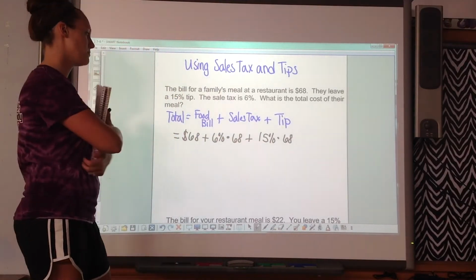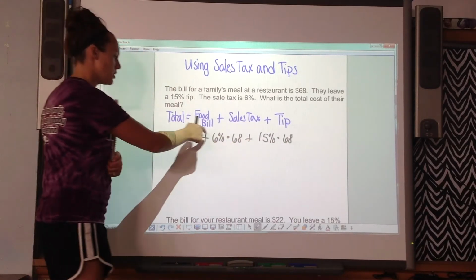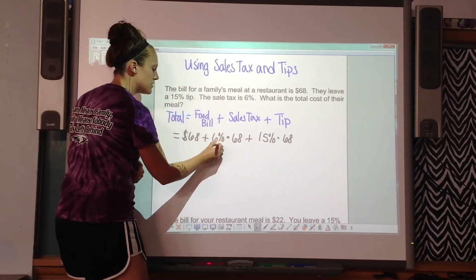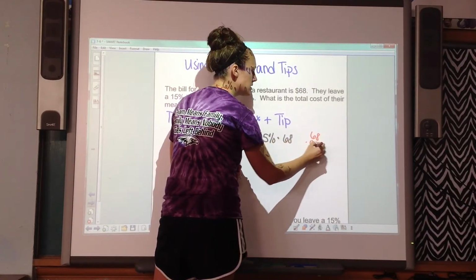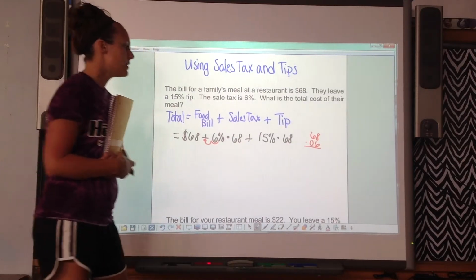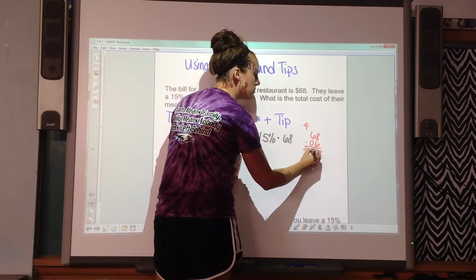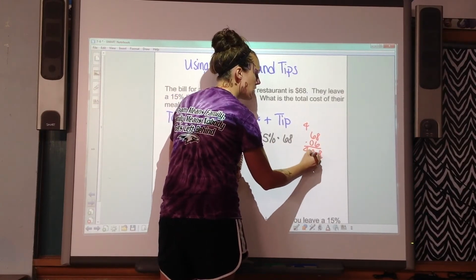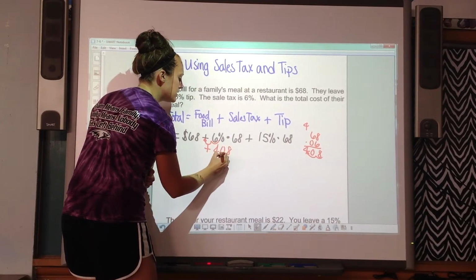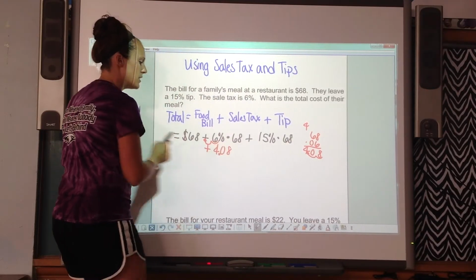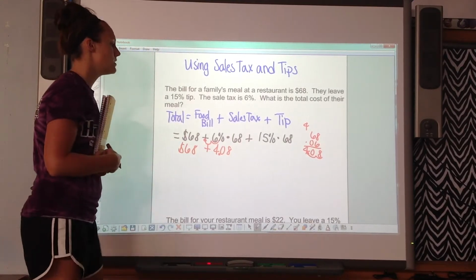Kind of low still. To solve this problem, you're going to work with the multiplication first. So I have to change these percents to decimals and multiply. So I'm doing 68 times 0.06. 6 times 8 is 48. 6 times 6 is 36, plus 4 is 40. Do the decimal dance. I have $4.08. Okay, 6% of 68 is $4.08. So far, I have $68 plus $4.08.